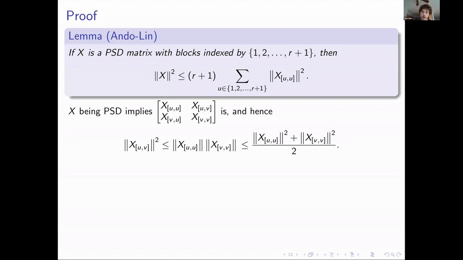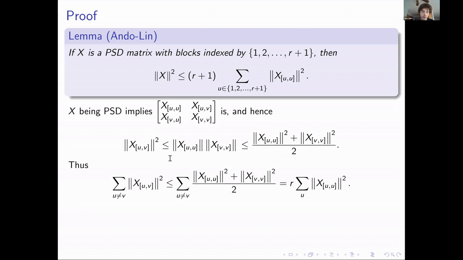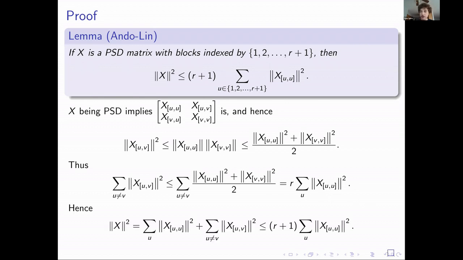From here, we can use the AM-GM inequality to say that this is the average of the squares of the diagonal blocks. So now we can upper bound the norm squared of the off-diagonal blocks, because for each of these off-diagonal blocks, we can use this to replace them with their corresponding diagonal blocks. And if you just count how many times each of these diagonal blocks show up, you get exactly this quantity. And once we have this, we're basically done.